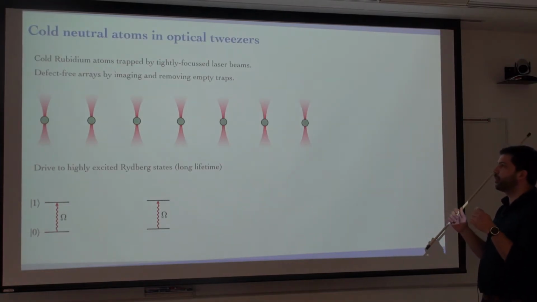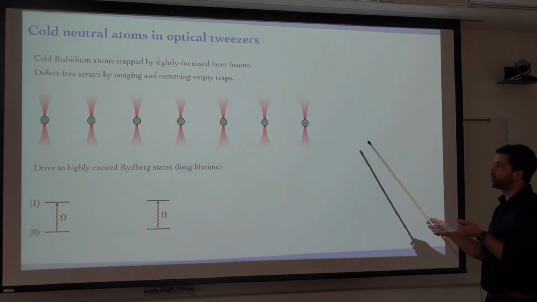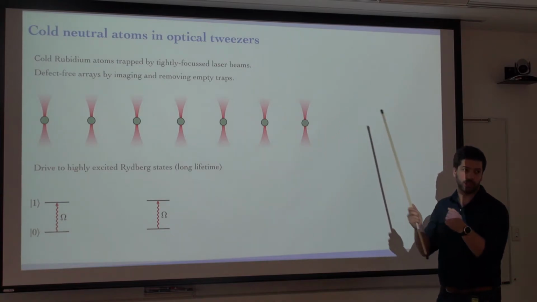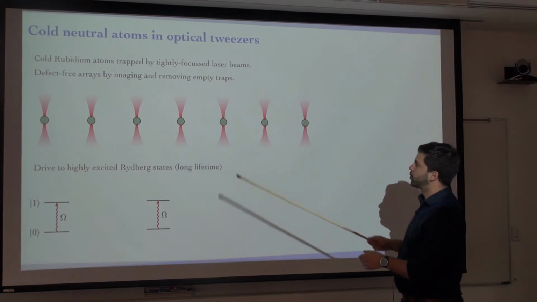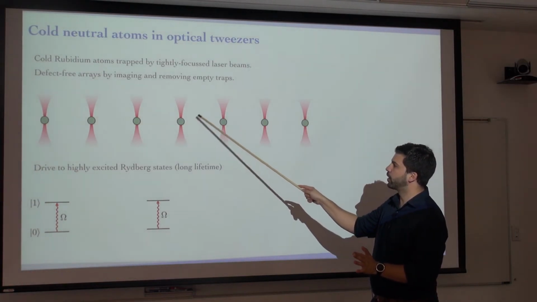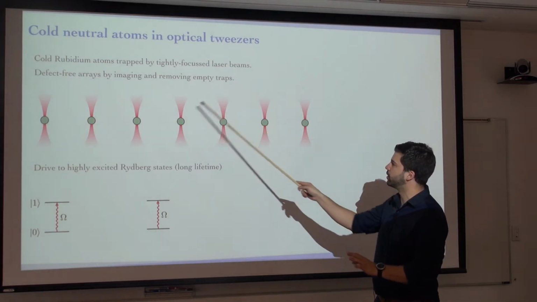What they have are cold neutral atoms. Those are rubidium atoms. They are trapped in optical tweezers. Those are tightly focused laser beams. They're so tight that at most one atom can be trapped in their focal point. And they have a way to create defect-free arrays just by removing entropy, but maybe that's a little bit technical too.